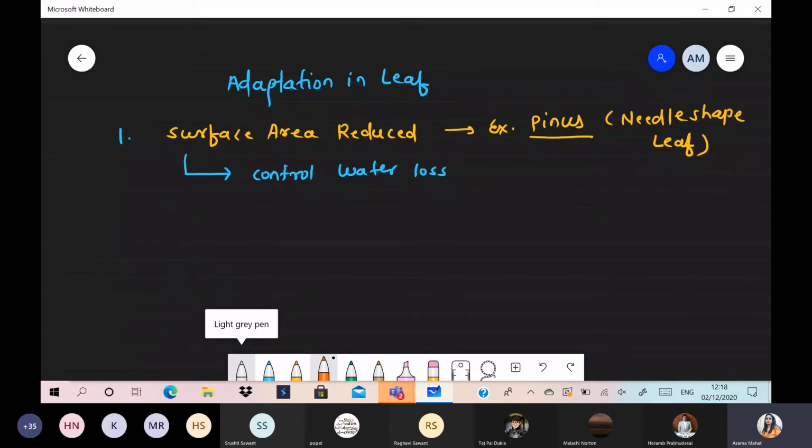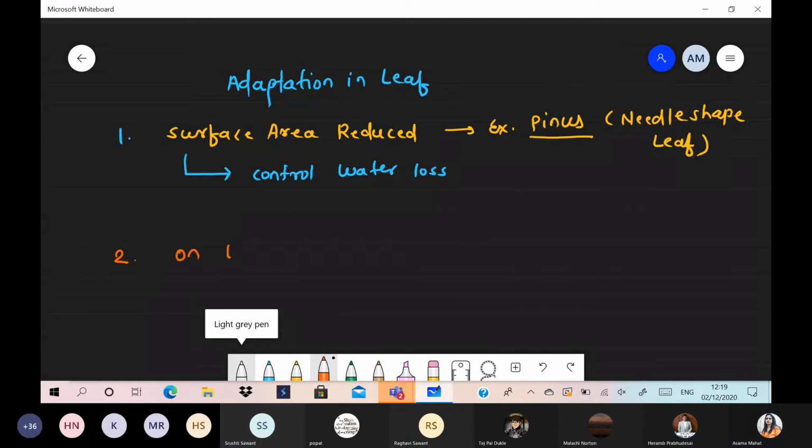What is the meaning of a limiting factor? It means it is not present in plenty, not available in maximum amount. So it is a limiting factor. Definitely the plant wants to store water, to control the loss of water, or you can say to save the water. So in gymnospermic plants, the surface area is quite reduced.